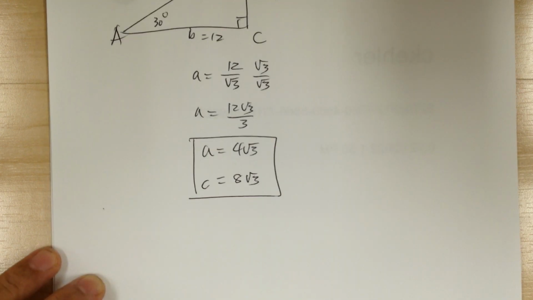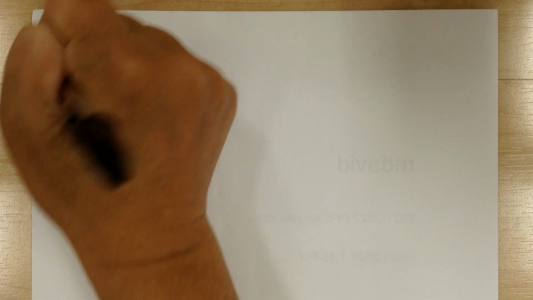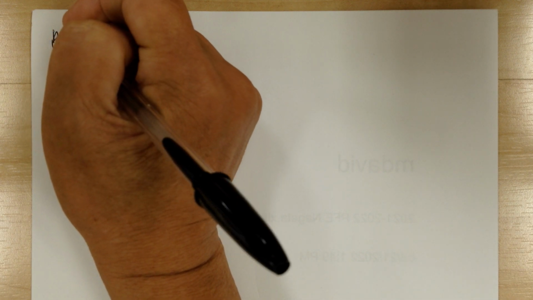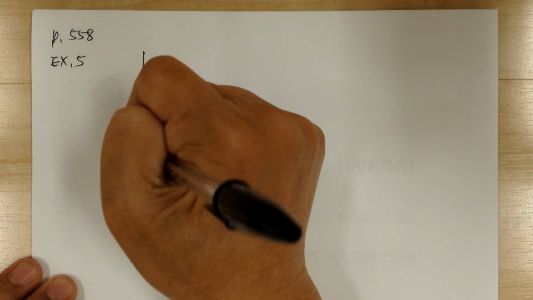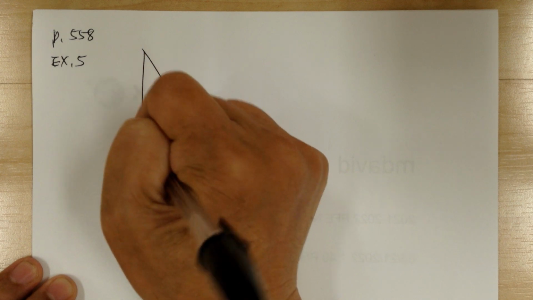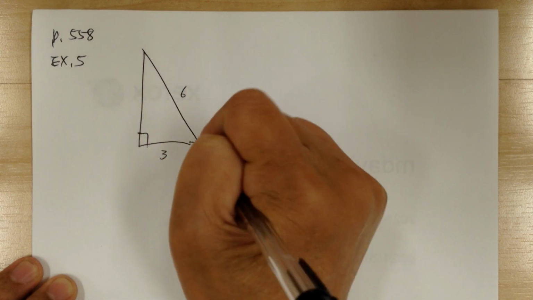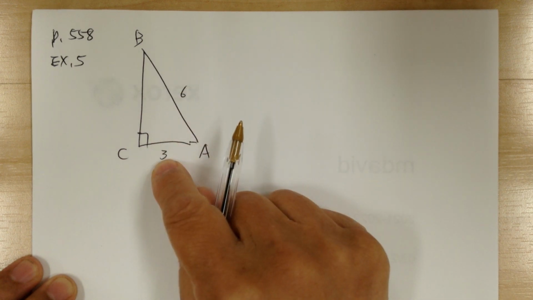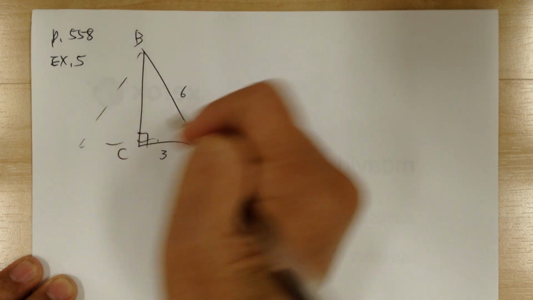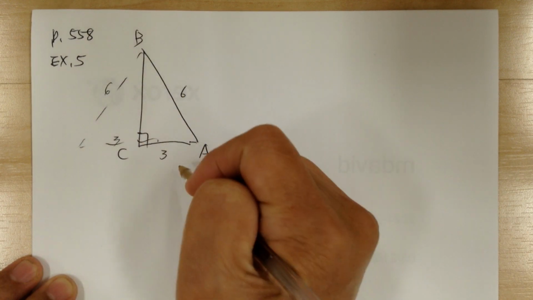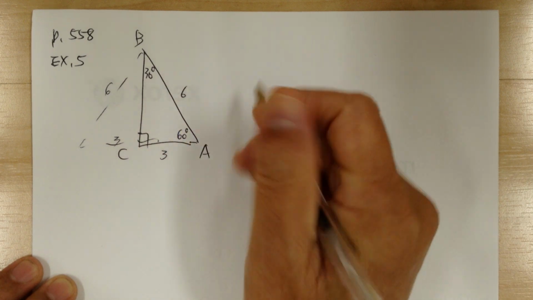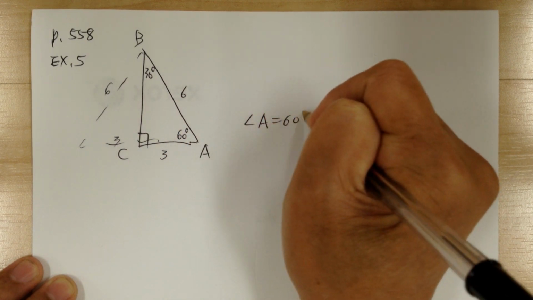Okay, let's go to example 5. It's a diagram from the angle of A. So 3, 6. Well, this is twice as that. So again, this is like an equilateral triangle. So that means this would be 30 degrees and this would be 60 degrees. So angle A equals 60 degrees, and that's it.